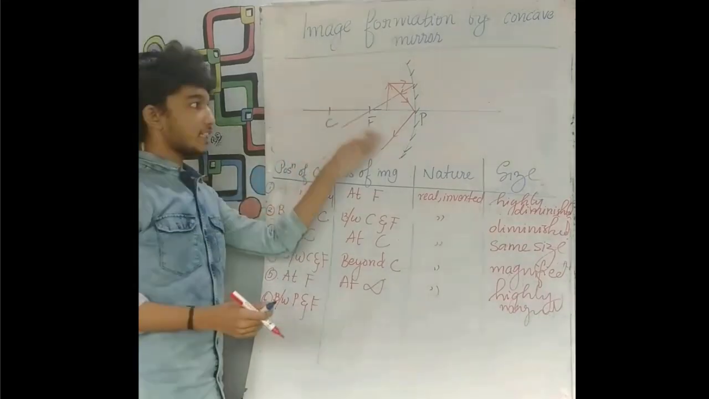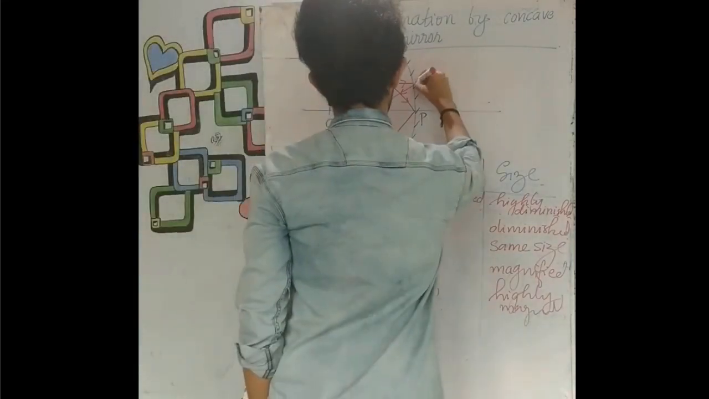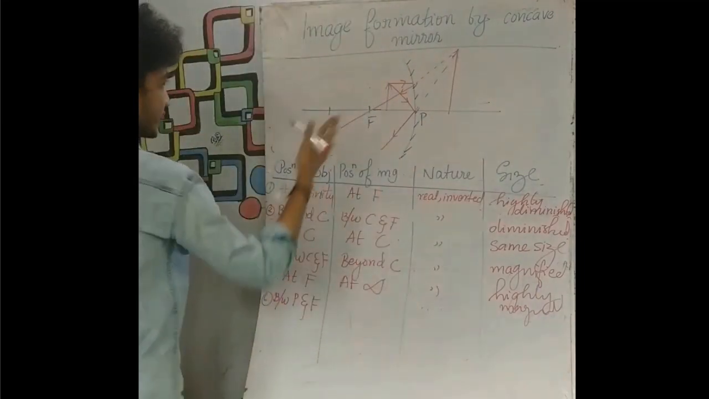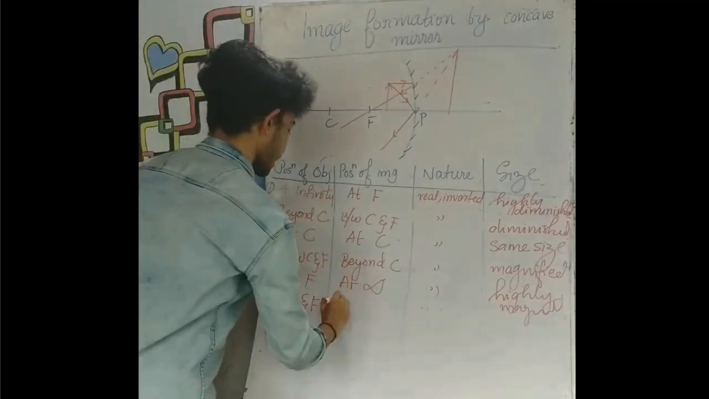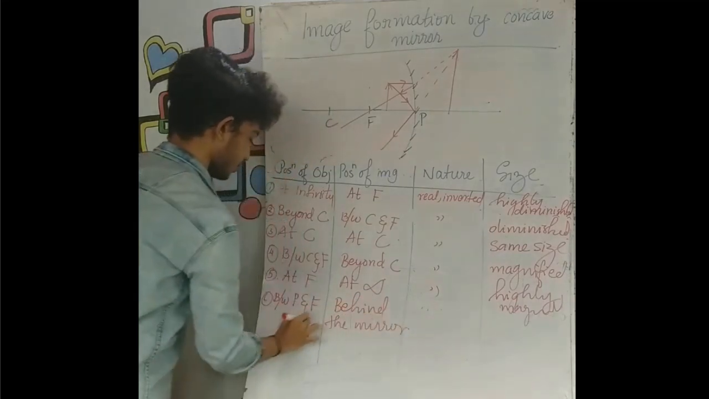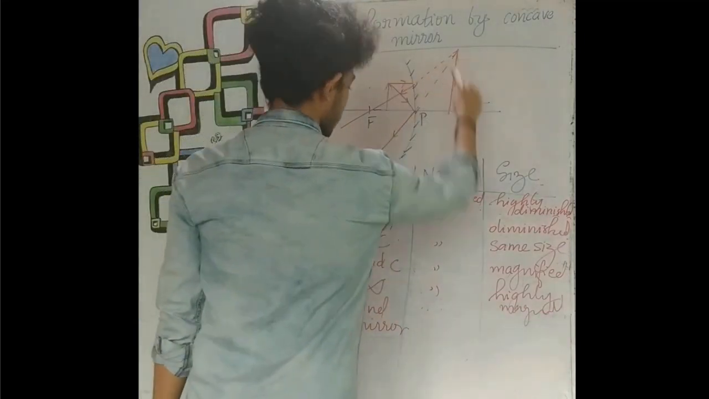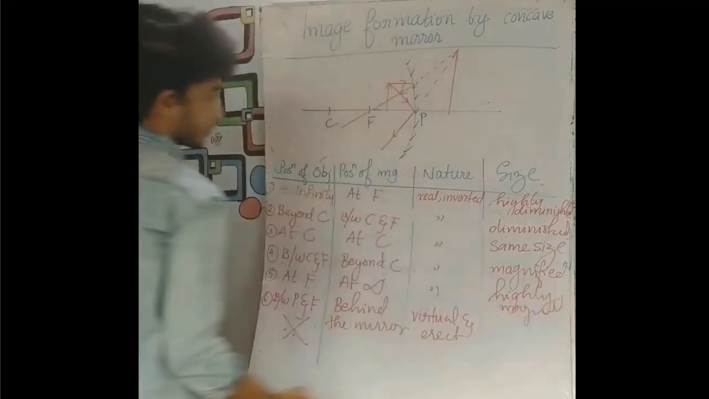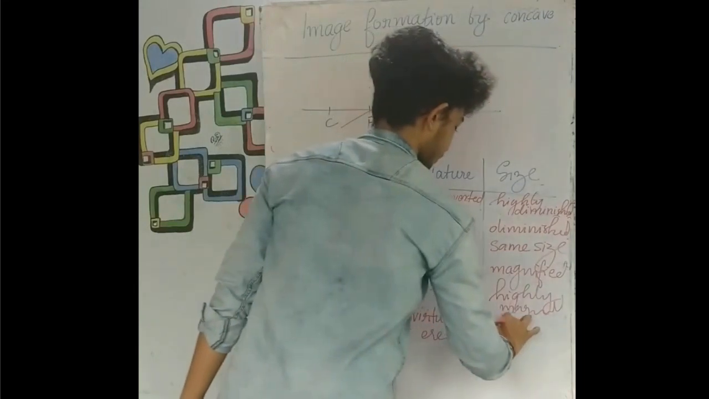As you can see from the figure, the reflected rays are not likely to meet on this side. So let us extend these two rays on the other side, so that the image is formed behind the mirror. You can see that the image is formed behind the mirror. Where can we locate the image? The image is located behind the mirror. This is a very important, exceptional case. And what about the nature now? This is erect, so the nature of the image is virtual and erect. What about the size? Larger, that means magnified.